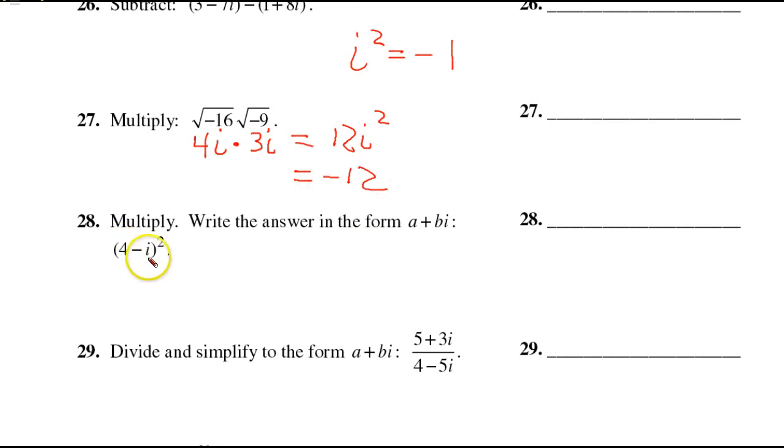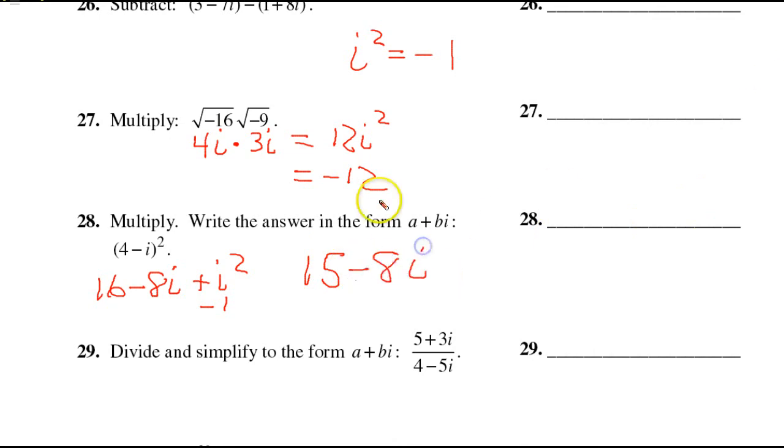And here we're just expanding that binomial. 4 squared is 16, minus this, double it, 8I, and then this will be plus I squared. And we said I squared is a negative 1 that we now can combine with 16. So we get 15 minus 8I, and that is in standard form.